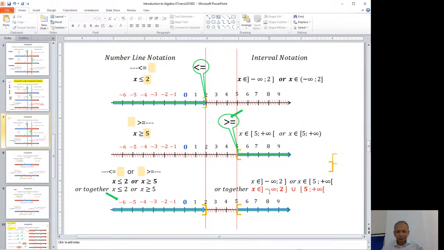x belongs to the interval from negative infinity up to 2 including 2, and together, stop at 2, and then starting from 5 up to plus infinity. So we say it like this. Okay, so you have to write either this one or this one. You have to use the notation according to the concept.